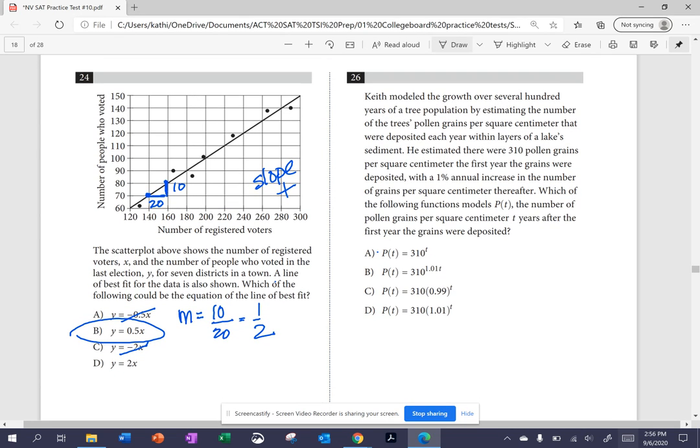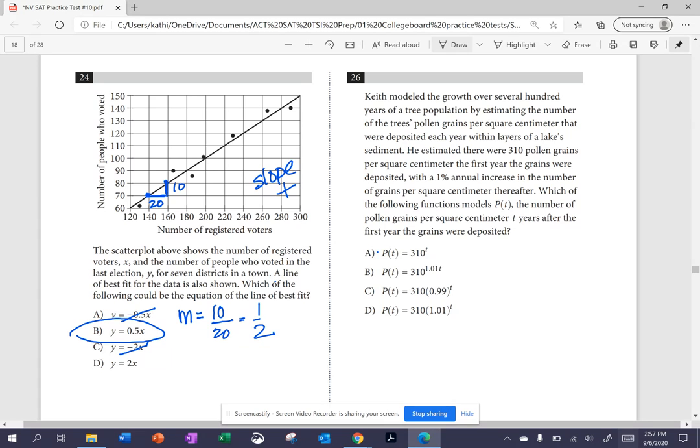26. Keith modeled the growth over several hundred years of tree population by estimating the number of trees' pollen grains per square centimeter that were deposited each year within layers of a lake sediment. He estimated there were 300 pollen grains per square centimeter the first year the grains were deposited, with a 1% annual increase in the number of grains per square centimeter thereafter. Which of the following functions models P of t, the number of pollen grains per square centimeter, t years after the first year the grains were deposited?